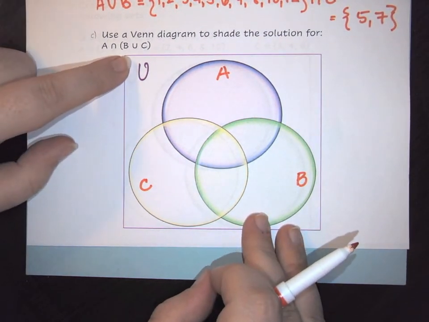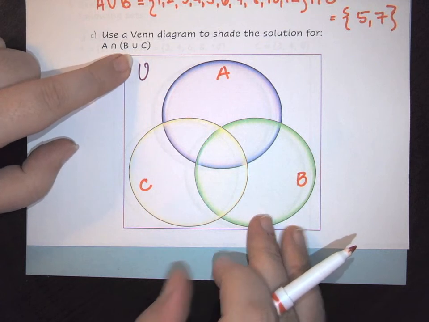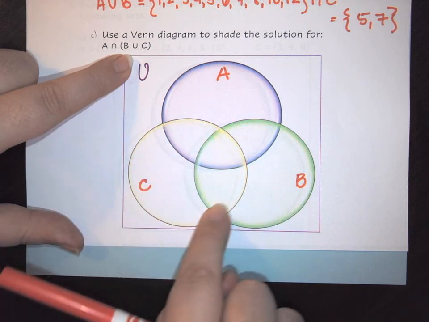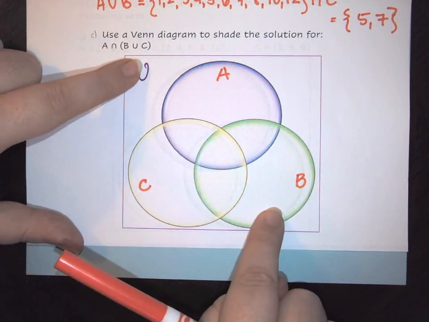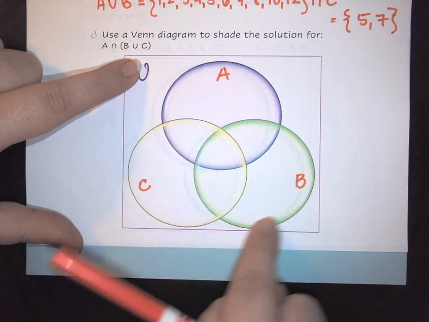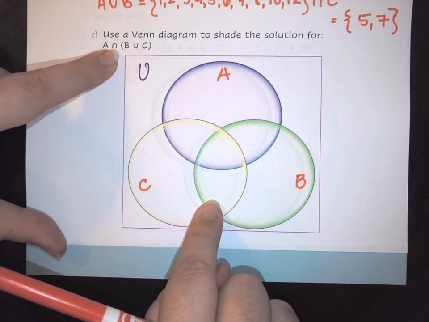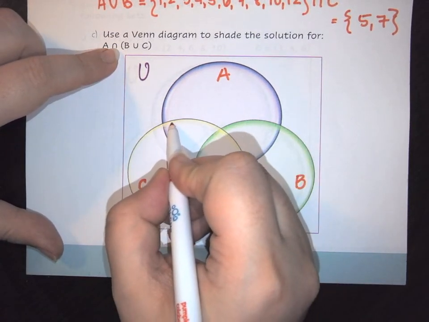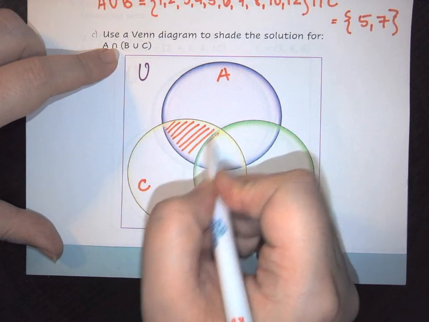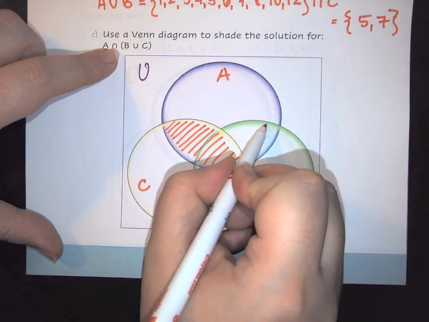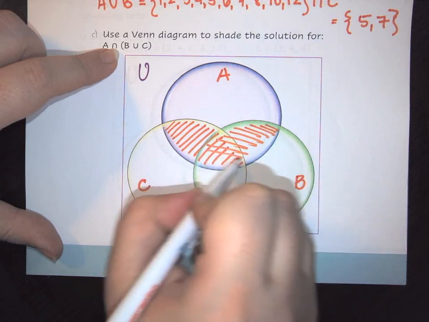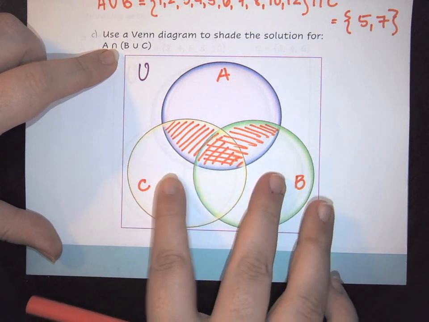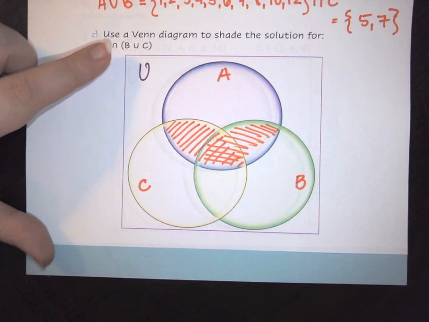So the first thing that we want to look at is B union C. So this means all of B, which is this right here, and all of C. Okay? So that's that right there. So this first part is these two pieces, all of these. Now I want to intersect that with A. So in order to do that, what that says is that I am looking at just this part right here and this part right here. So I'm looking at B and C together, but then intersected with A, and so this is what we're looking for.